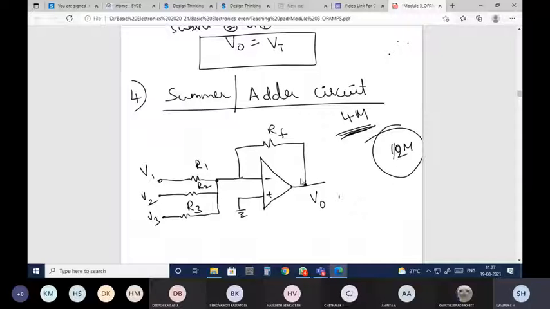So again we need to analyze this circuit. Let me again take the VA, VB voltages. This I'll name as VA, this I'll name as VB. Can anybody tell me what VB is?